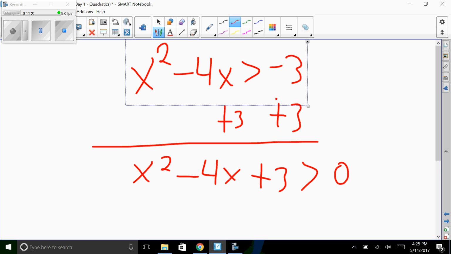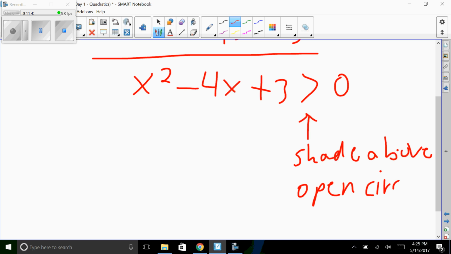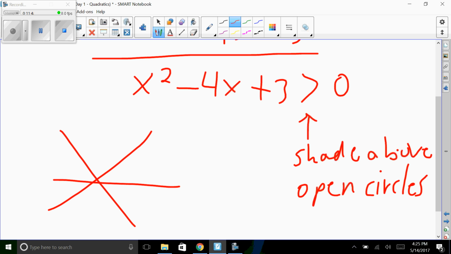Alright, so now it's in a form that I can factor. Alright, couple things before we begin. We know it's going to be greater than 0, so we're going to shade above. And because it's not equal to, it's going to be open circles. Okay. So I'm going to use the wheel over here. Again, the 3 times the, it's understood to be 1 here, that goes on the top. This number goes on the bottom. And down here, because it's a 1x squared, we'll put 1x and a 1x there.